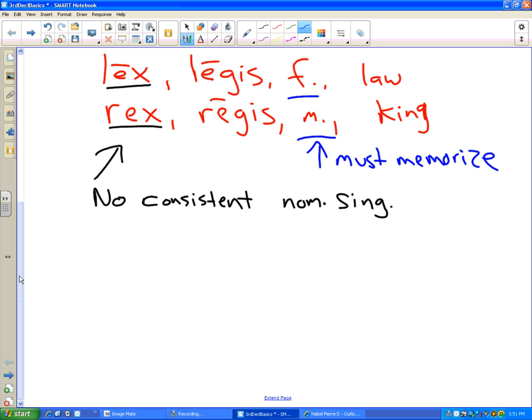Next point to draw out is evident from looking at the genitive, and there are actually 2 points here. Okay. There are very dramatic stem changes. And I would dare say that those dramatic stem changes are largely unpredictable stem changes.